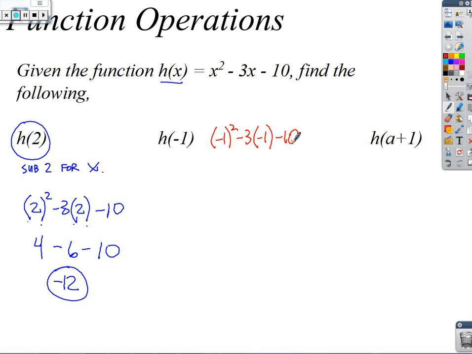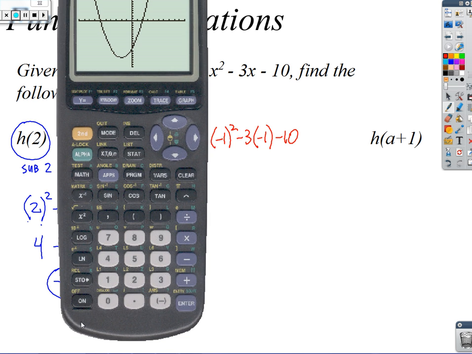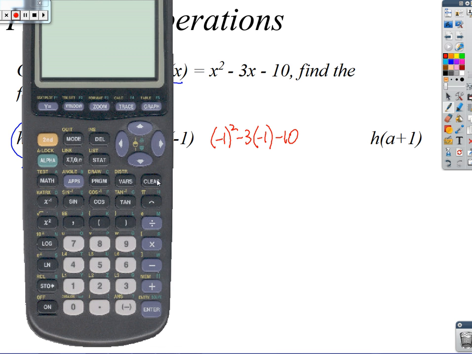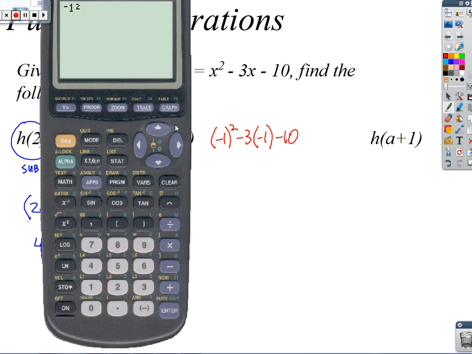And here's where I wanted to demonstrate for you what happens if you don't do this correctly on the calculator. So if I would just type negative 1 squared, minus 3 times negative 1 minus 10, I get negative 8 as my answer. Everybody says, oh, a calculator did it, must be correct. However, when I use parentheses, I notice a difference, and parentheses is the preferred method here, and by preferred I mean correct. I notice that my answer is different.